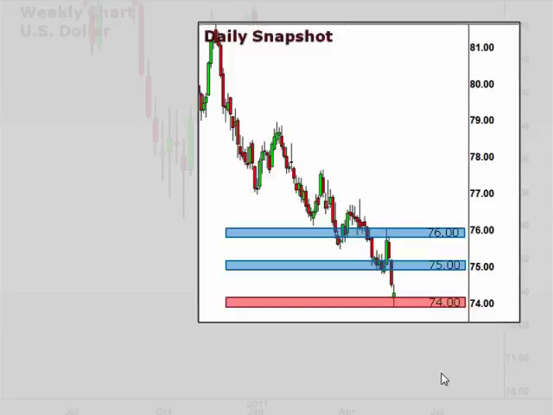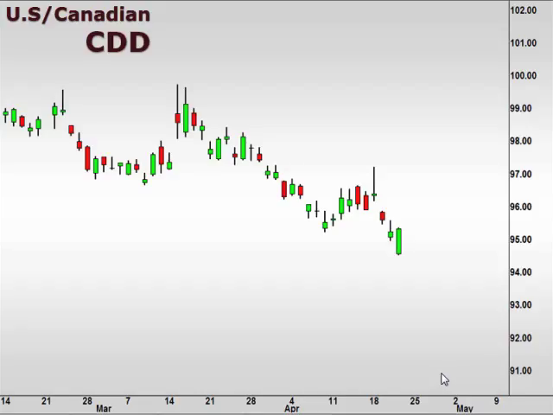Let's take a quick look at a daily snapshot. The daily chart reflects last Friday's test of 74. This level should act as a short-term support this week. However, until we see a breakback above 75, once again, the trend remains to the downside for the dollar index.